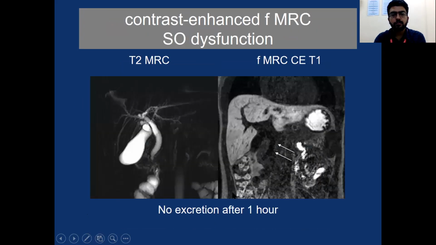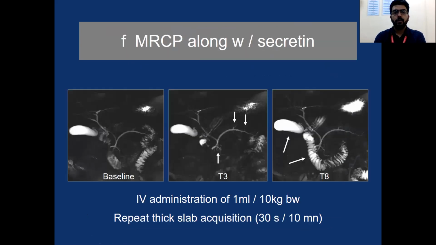Contrast enhanced FMRC in sphincter of Oddi dysfunction. So T2 MRC is used, and FMRC, contrast enhanced T1 weighted, is also used. There is no excretion after 1 hour. MRCP along with secretin can also be given along with that.